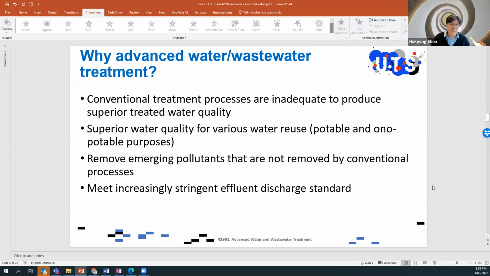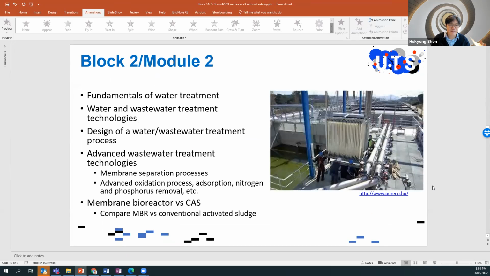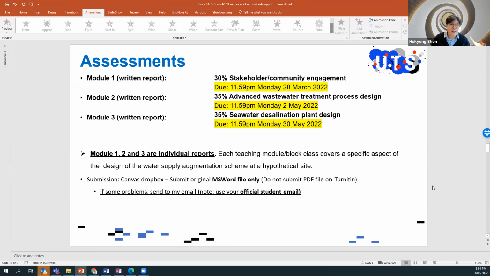So that's all about this Canvas. I have already covered most of it, so I will skip much of the detail. We covered this already, and then the important information: the first due date is 28 March, then 2 May and 30 May. Keep to the times, otherwise there will be a penalty for late submission. So make sure you submit on time.